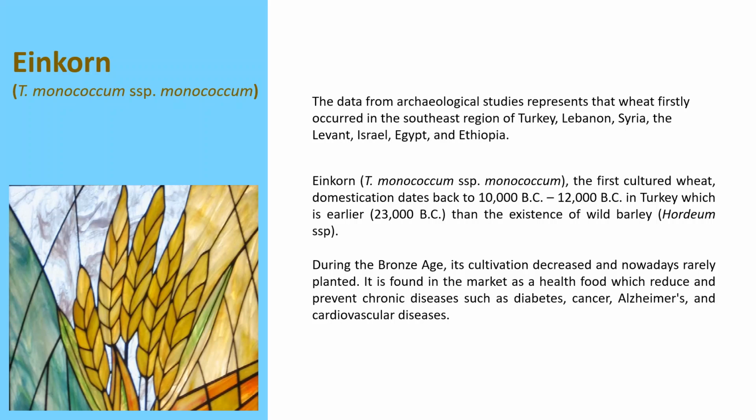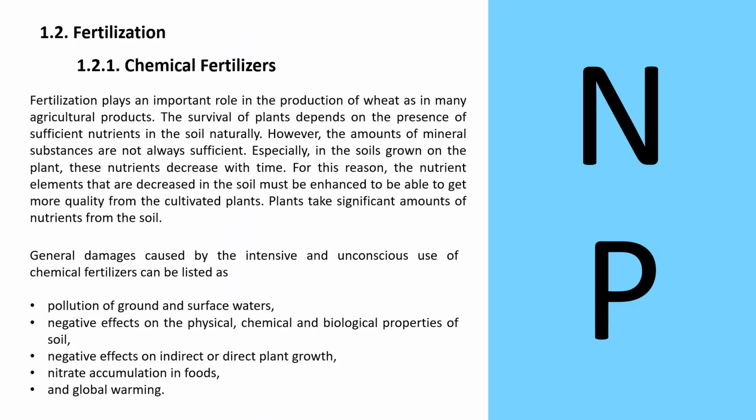You can see in the slide some general information about einkorn wheat. The data from archaeological studies represents that wheat first occurred in the southeast region of Turkey, Lebanon, Syria, the Levant, Israel, Egypt, and Ethiopia. Einkorn, the first cultured wheat, has a domestication date back to 10,000 BC in Turkey, which is earlier than the existence of wild barley. During the Bronze Age, its cultivation decreased and nowadays it is rarely planted. It is found in the market as a health food which reduces and prevents chronic diseases such as diabetes, cancer, Alzheimer's, and cardiovascular diseases. After that part, fertilization: firstly chemical fertilizers and secondly biofertilizers.